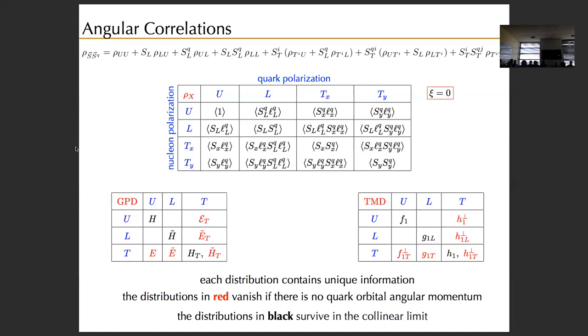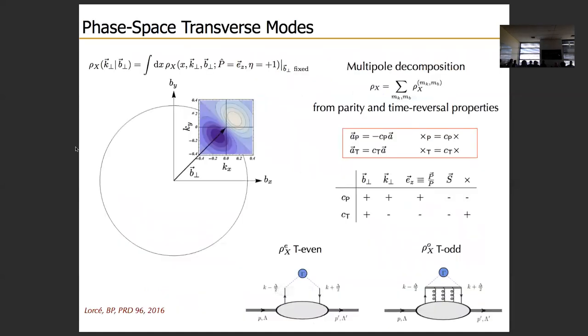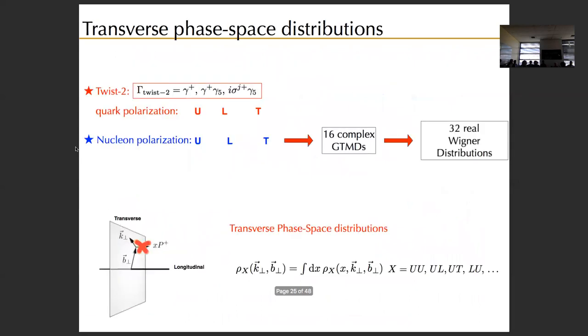Just to go back a little bit to the beginning, when you start with the Wigner distributions, you have a psi bar gamma plus psi. Gamma plus ensures everything is good. In this gamma, which was a generic gamma definition, I just take the gamma plus.